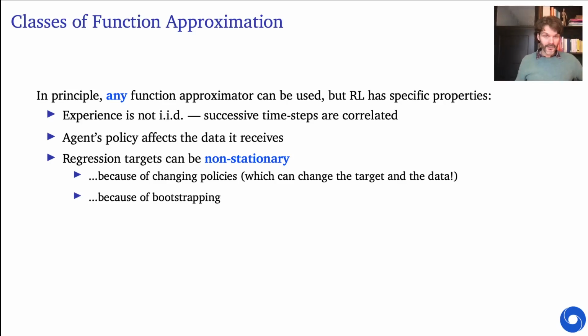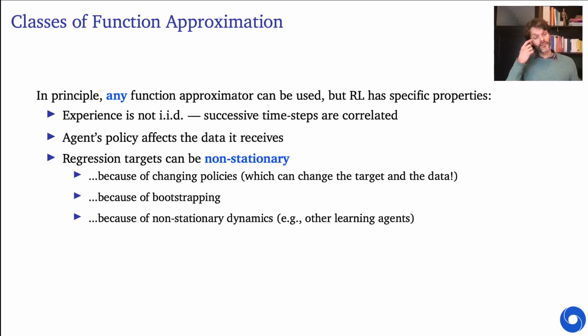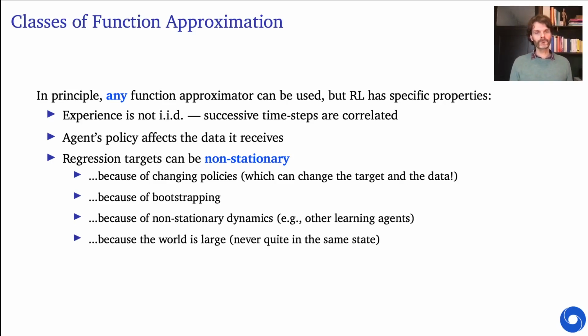In addition, like I said, the bootstrapping is important. Even if your policy is not changing, the targets might change because the value estimates that you're using to construct your targets could be changing. So in TD, we're using our value estimates, and those initially are not very good, but later they might become more accurate. In addition to this, the world itself might be non-stationary. For instance, there might be other learning agents in the world, and maybe we will also want to deal with those cases. And similarly, but differently, the world might just be very, very large.